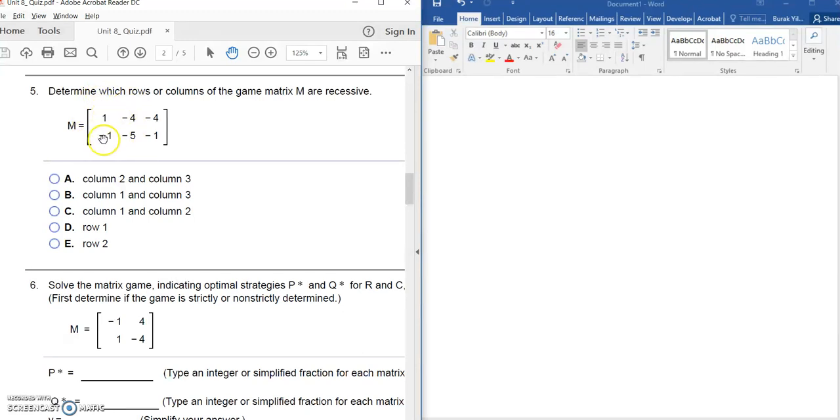So once column 1 is gone, let's look at these 2 columns, column 2 and 3. The -4s are equal. -5, -1. So obviously -1 is greater than -5. So here, column 3 is also recessive because these 2 entries are always larger than or equal to these 2 entries. So in this matrix, column 1 and column 3 are recessive, so you would pick B.